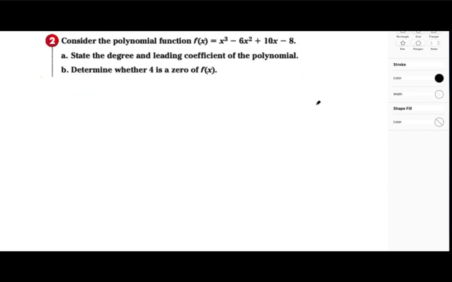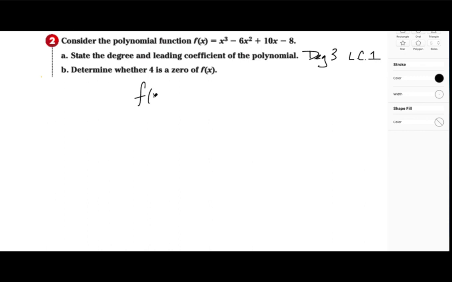So here's an example that's a little bit less strenuous. We're just being asked to figure out a couple of things about this polynomial function. State the degree and lead coefficient of the polynomial function. You can all see that the degree is 3 and the lead coefficient is 1. And now we'll determine whether 4 is a 0 for the function.